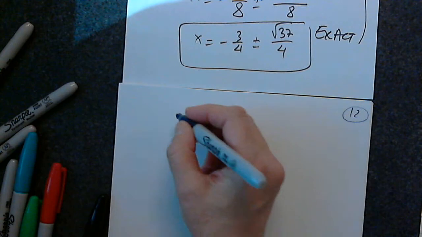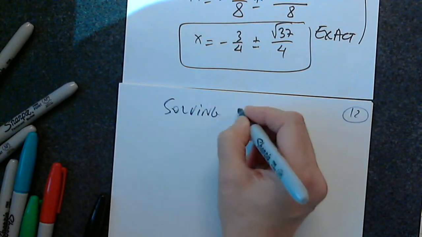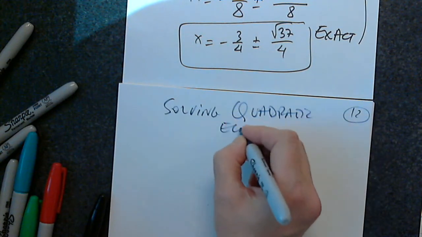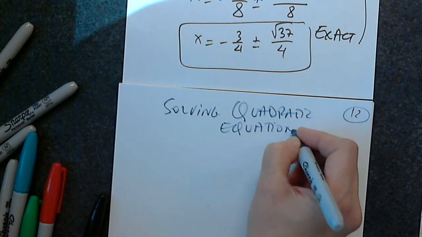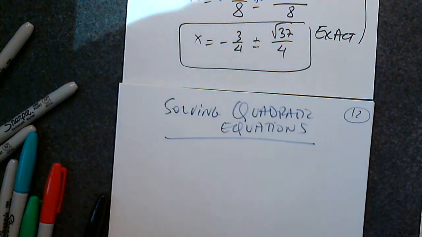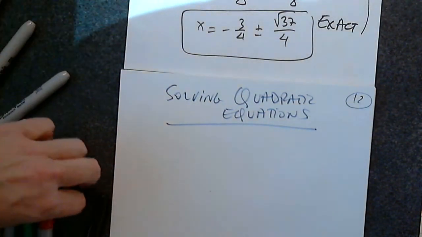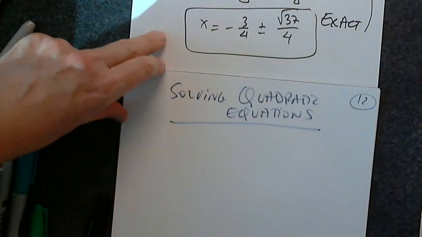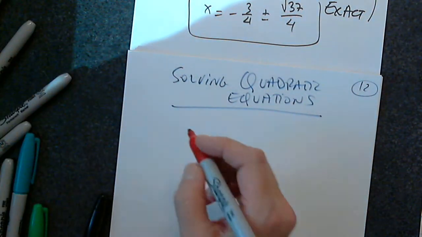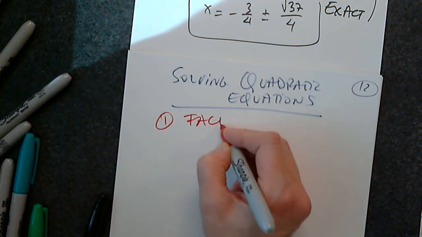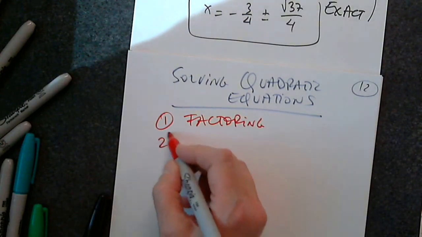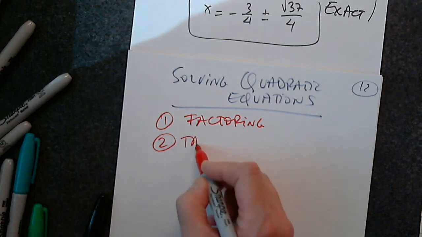Okay, so solving quadratic equations. We know 3 methods already. And you can say, do we need the 4th one? Yes. But I'll tell you something about the 4th one in a minute. Number 1, factoring. That's why we reviewed everything. Number 2, taking square roots.